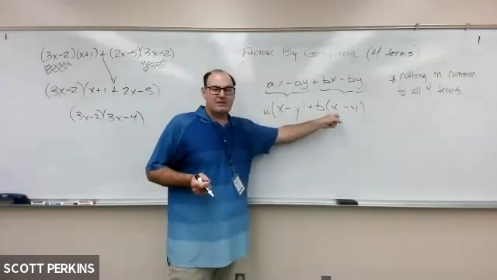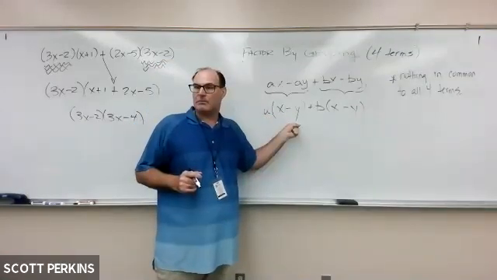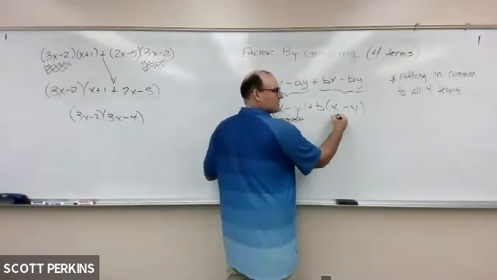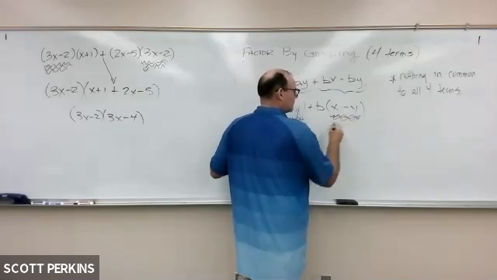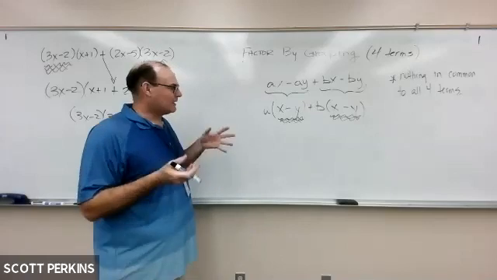What do these two things have in common now? What looks exactly alike about both of them? There's an x minus y right here. There's an x minus y right here. That's how you know grouping has worked, when you have the exact same thing in both terms.